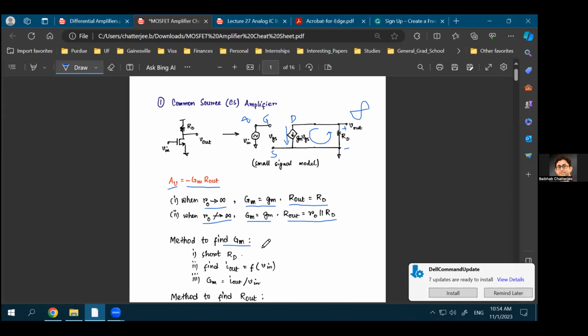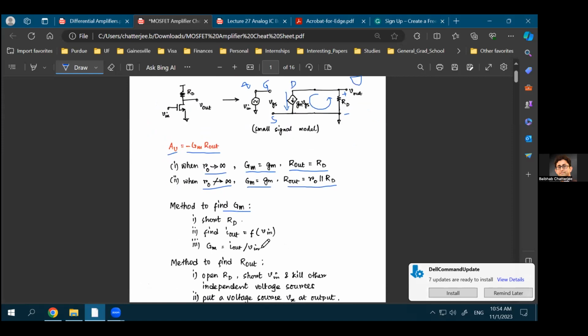Again, it's very similar to what you do when you are trying to find out Thevenin equivalent or Norton equivalent circuits. Now, remember that when you are trying to find out GM, you are actually trying to find out the output current, and then you want to find out the ratio of the output current to the input voltage. That is your GM, right?